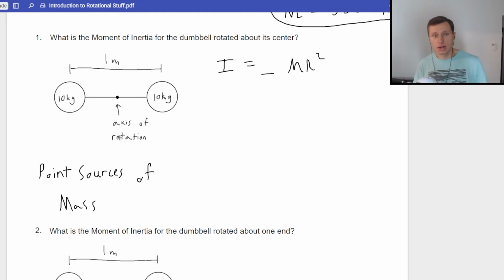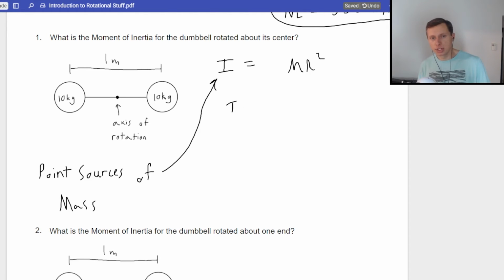Oh no, they are rotating outside of the center of the dumbbell. Why is that important? Because that means they're point sources of mass. If it's a mass like this that's not touching the axis of rotation, it's a point source of mass. Why is that important? Because it means the moment of inertia is 1 mr squared. In other words, just mr squared. I'll erase the 1. But this is the equation for a point source of mass.